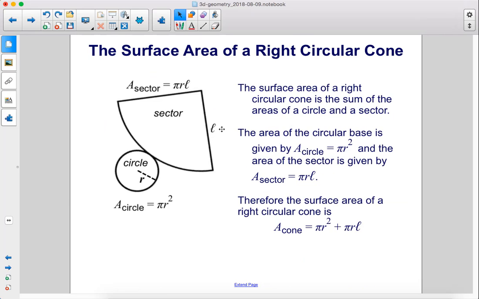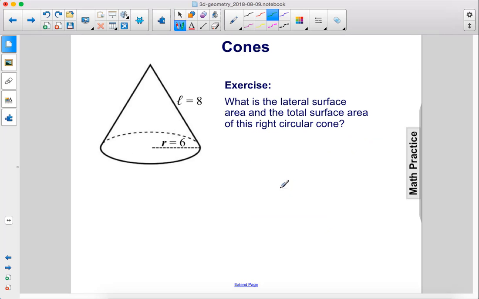The surface area of a right circular cone is the sum of the areas of a circle and a sector. The area of the circular base is given by pi r squared, and the area of the sector is given by pi r l. Therefore, the surface area of a right circular cone is pi r squared plus pi r l. Here's an exercise. What is the lateral surface area and the total surface area of this right circular cone?